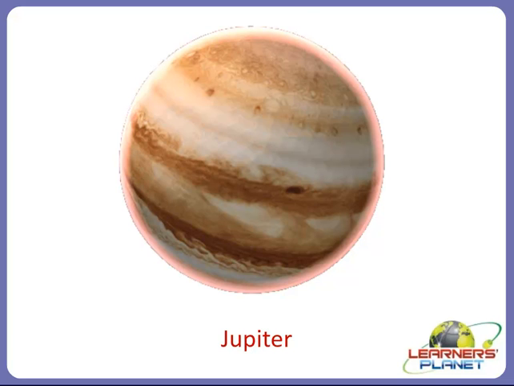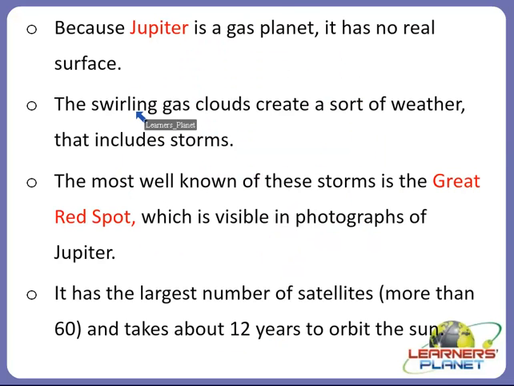Let us study more about Jupiter. Because Jupiter is a gas planet, it has no real surface. Because it is composed of gas, it has no rocks or rocky surface. The swirling gas clouds create a sort of weather that includes storms. The most well known of these storms is the Great Red Spot, which is visible in photographs of Jupiter.